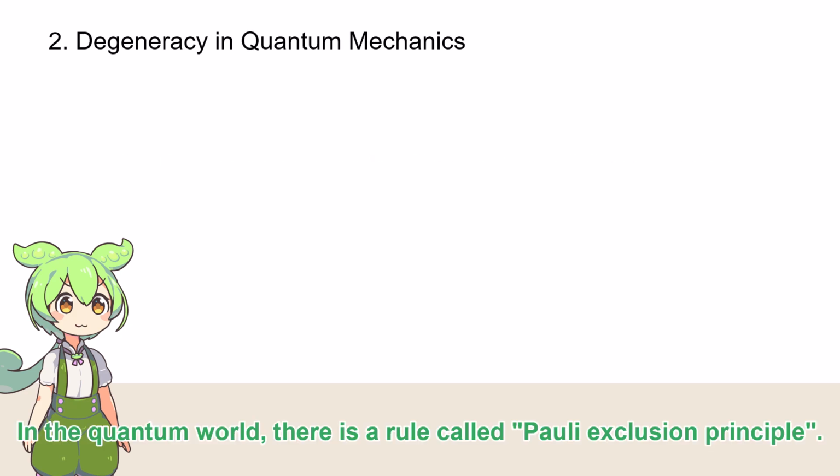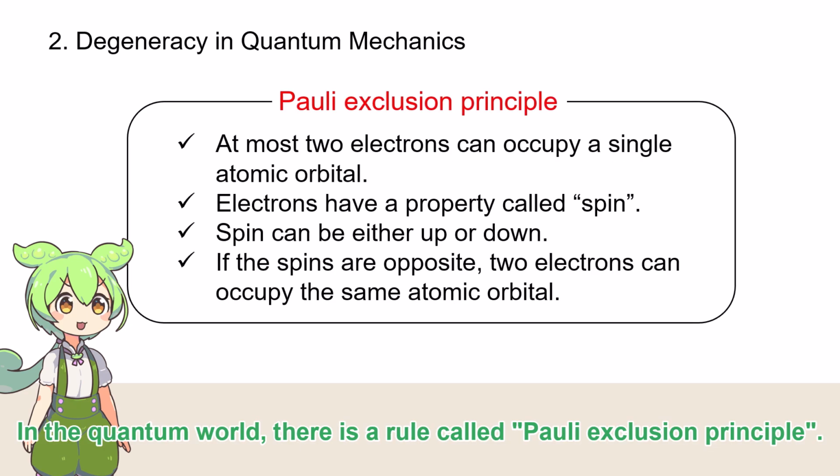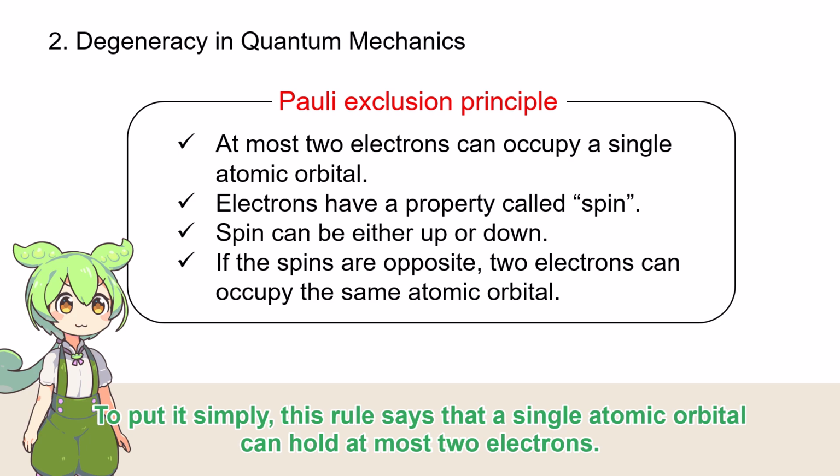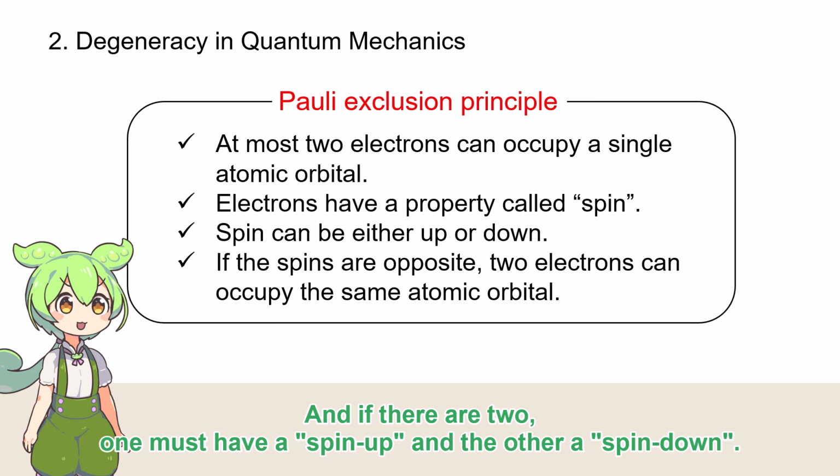In the quantum world, there is a rule called the Pauli exclusion principle. To put it simply, this rule says that a single atomic orbital can hold at most 2 electrons. And if there are 2, one must have a spin up and the other a spin down.